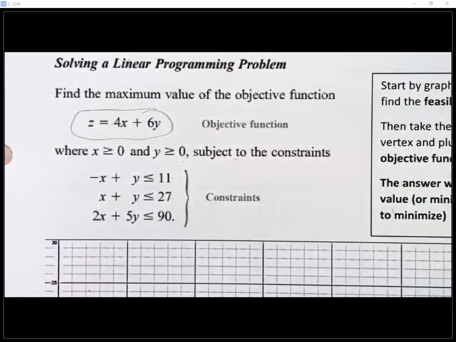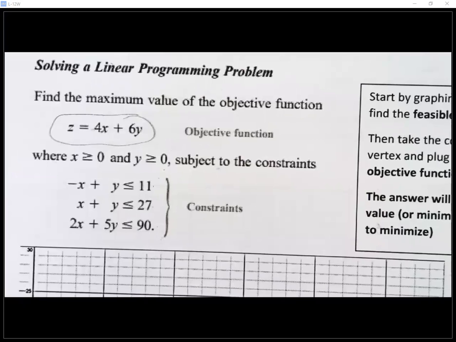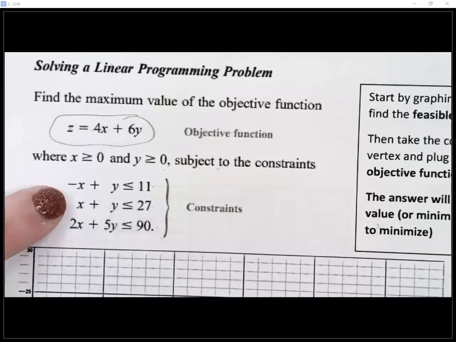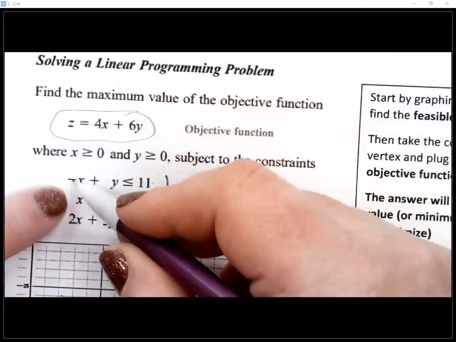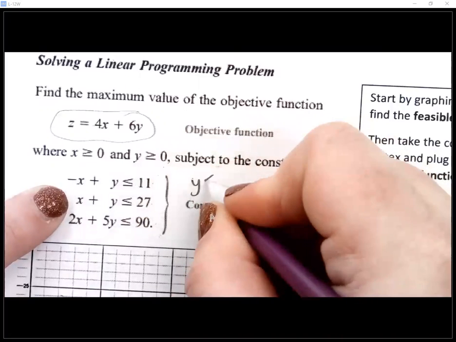Because then I also know where I should be shading for each line. So I would say, especially with ones that are easy enough like this, let's just get them in slope-intercept form. So for the first one, all I'd have to do is add x to the other side. So I'd get y is less than or equal to a positive x plus 11.